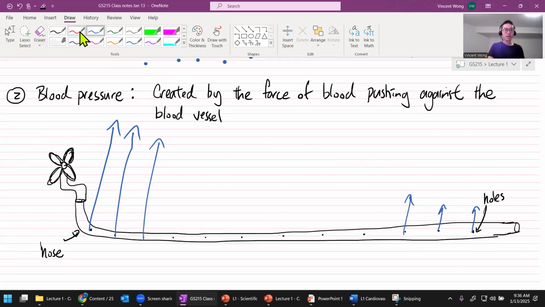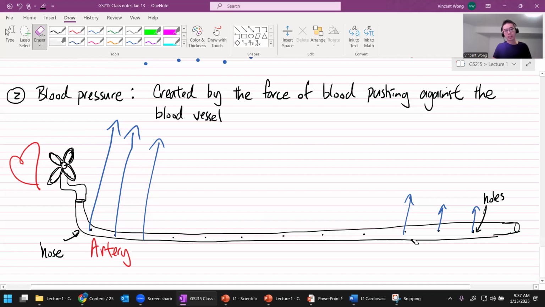So I want you to think of this, but now in terms of what we're talking about. The tap here is like the heart, and here we have the artery, which is really close to the heart, lots of pressure, high pressure. And then over here we have the veins, and in between, of course, we have the capillaries.